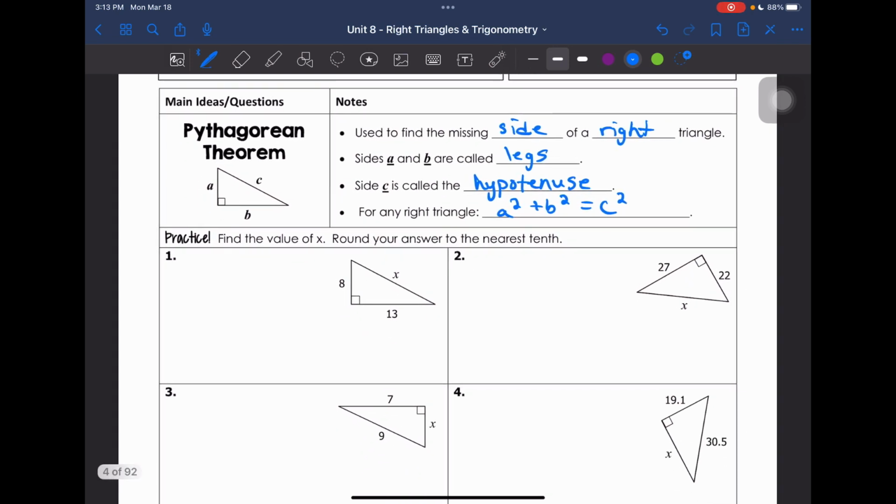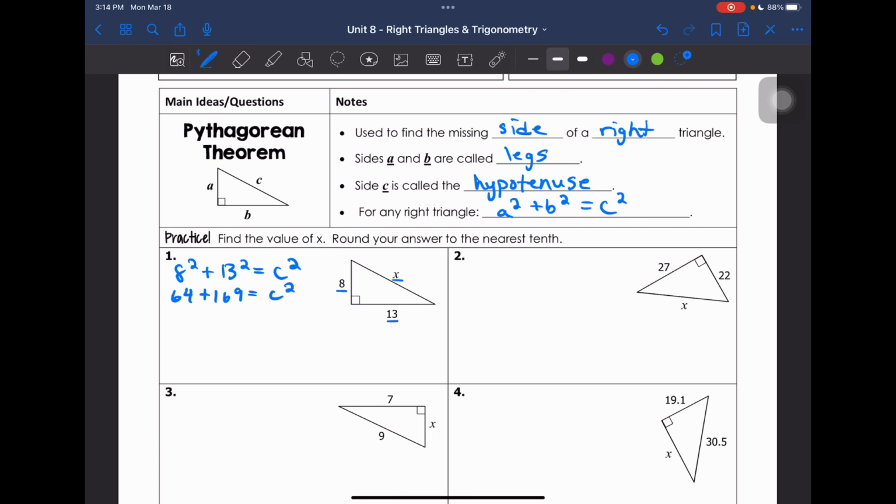So to apply this, if we're told to find the value of x, round our answer to the nearest tenth, we can start by saying, okay, this is our A, this is our B, and this is our C. Since A squared plus B squared equals C squared is our formula, we just need to plug in these numbers. So I would say 8 squared plus 13 squared equals C squared. Then we just need to simplify. Well, 8 squared is just asking what's 8 times 8. That's 64. 13 squared is 169.